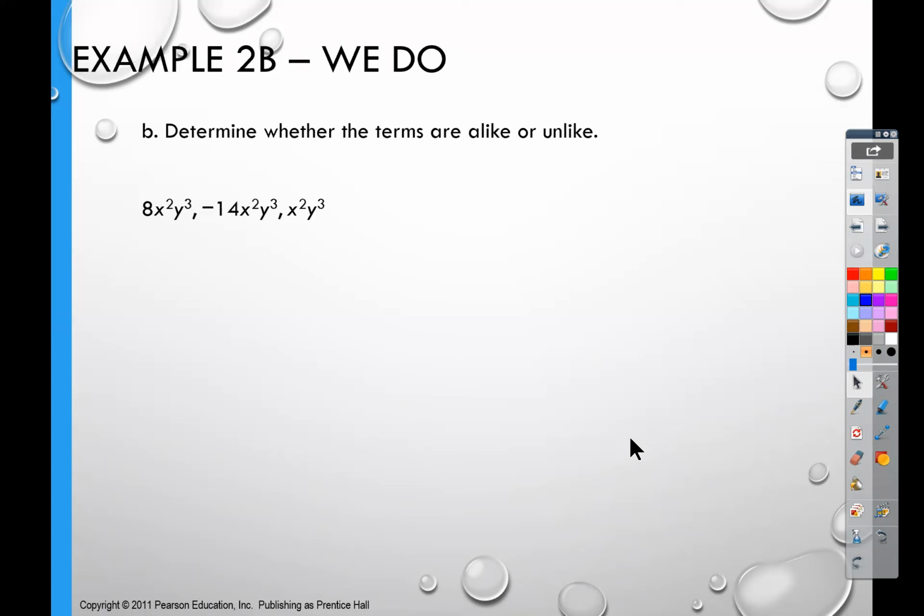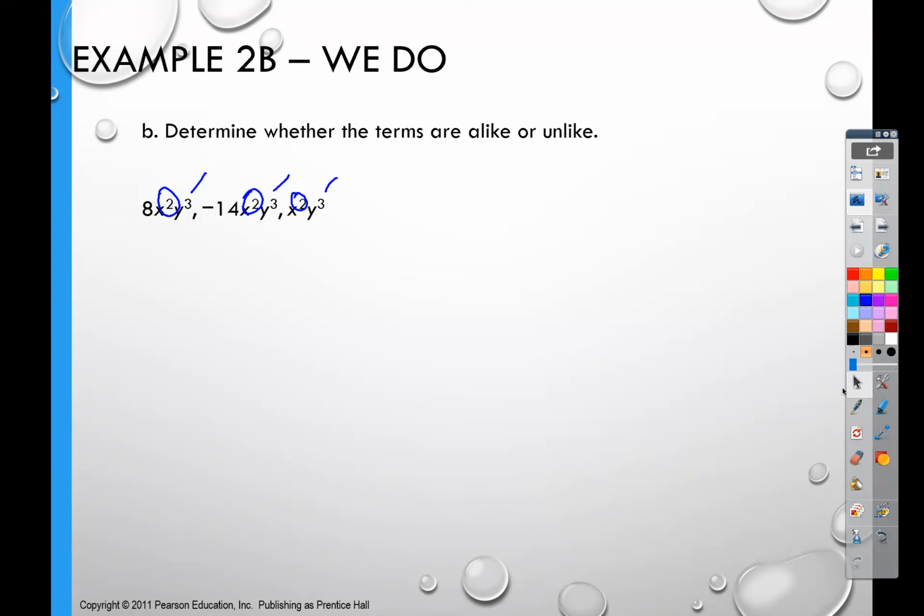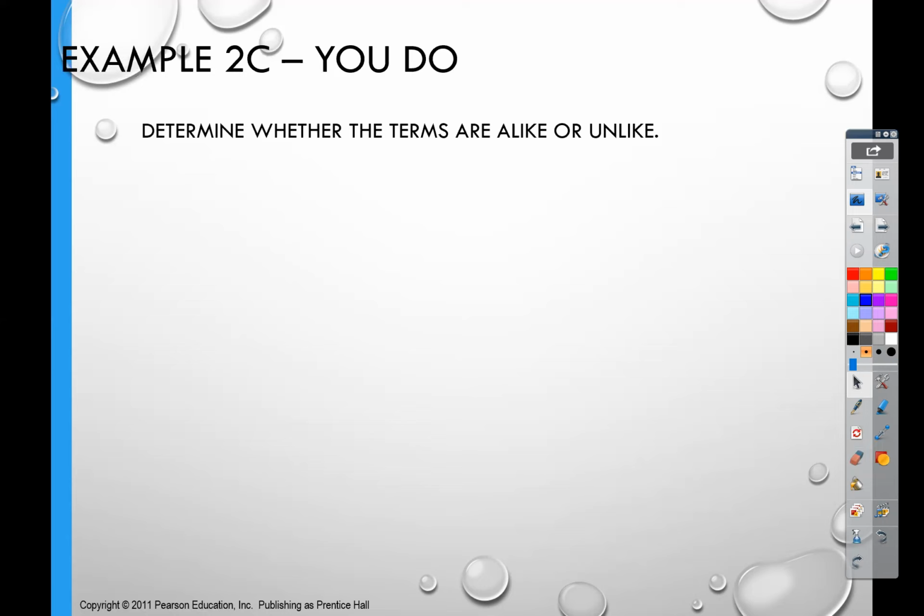Okay, are these like or unlike? Well, let's take a closer look because we got a lot of stuff going on here. Okay, so we have x squared, x squared, x squared, y cubed, y cubed, y cubed. So yes, those are all like terms. And let me erase that so you can see it. So yeah, every variable and its exponent match. So those are like terms.